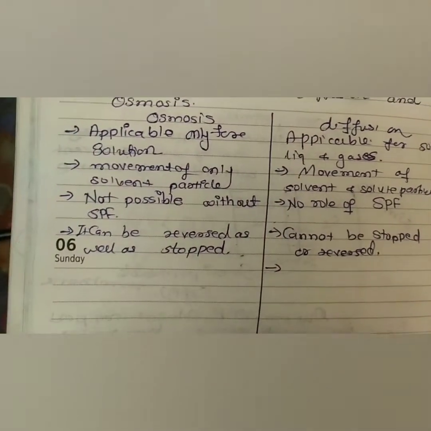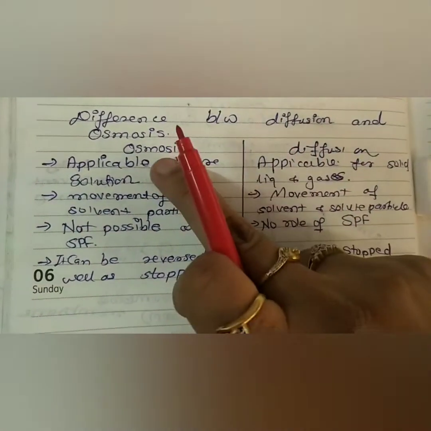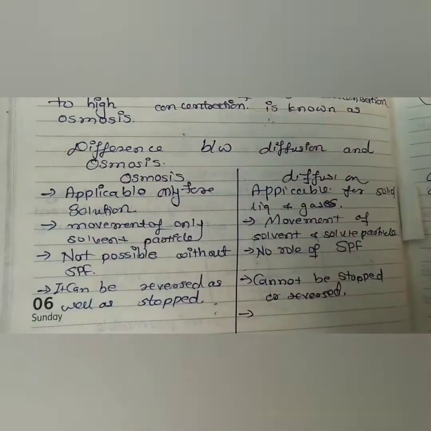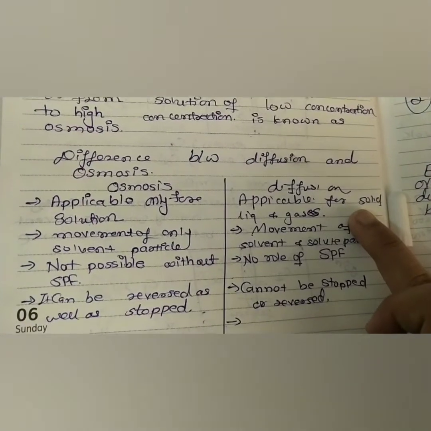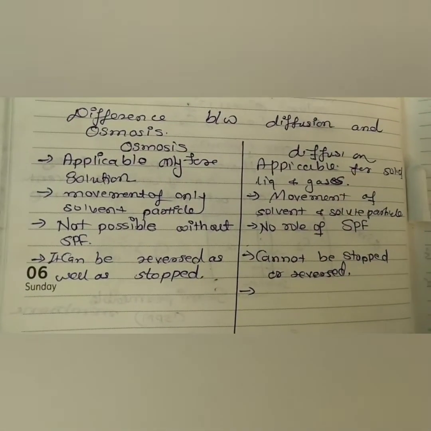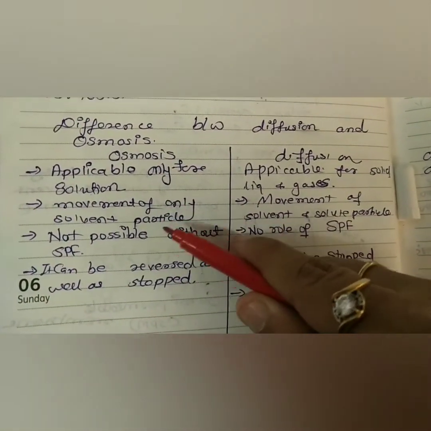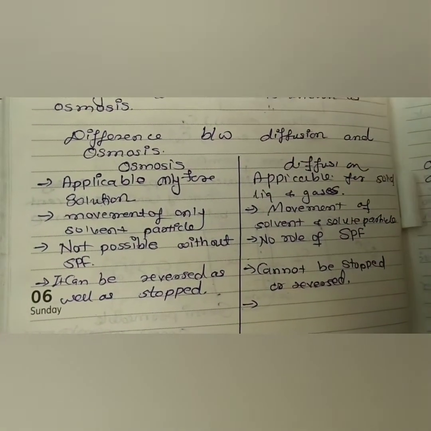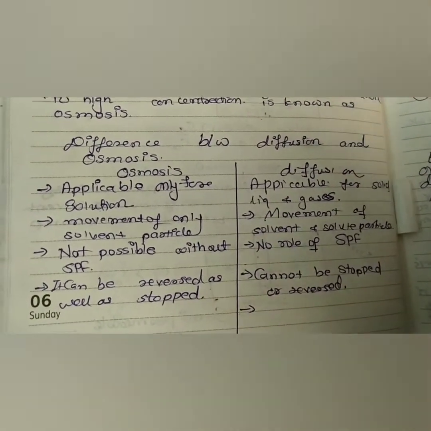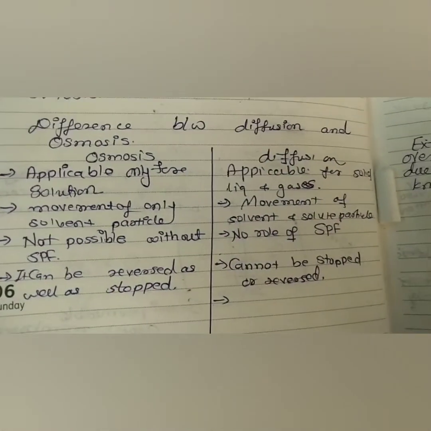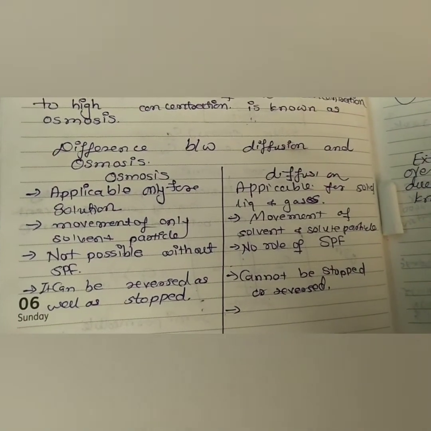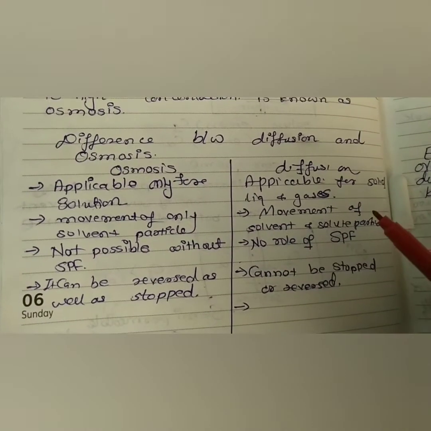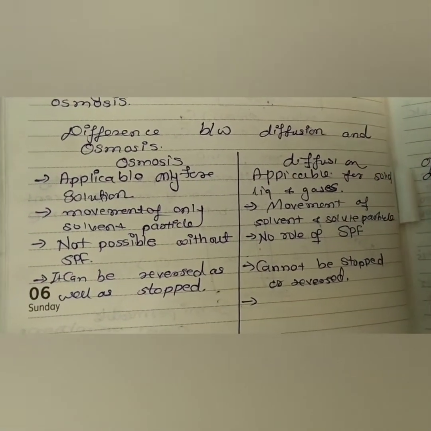Now let's discuss the difference between diffusion and osmosis. Osmosis is applicable only for solutions, whereas diffusion is applicable to solids, liquids and gases. Here movement of only solvent particles will occur, whereas in diffusion both solute and solvent movement is possible. Osmosis is not possible without SPM, semi-permeable membrane. Okay, whereas in diffusion there is no role of SPM, so there is no need of this SPM.